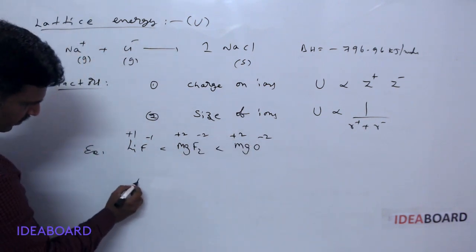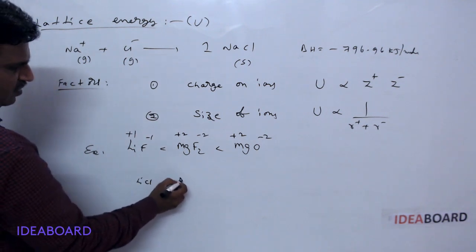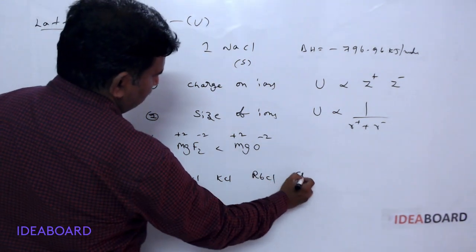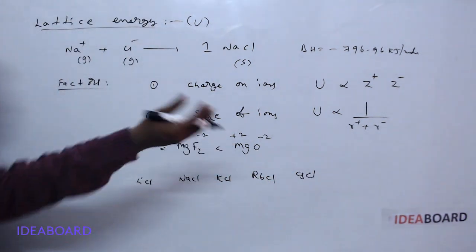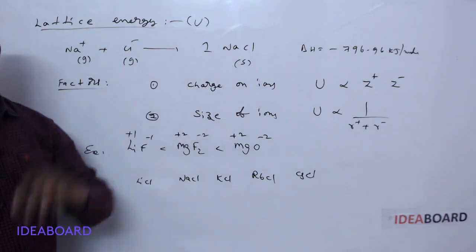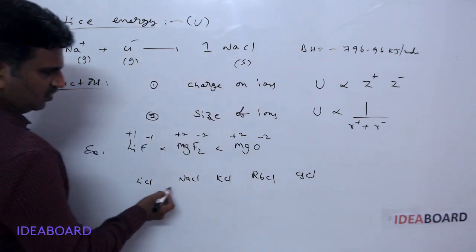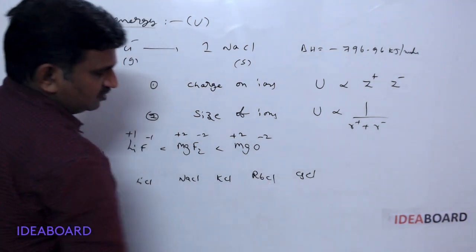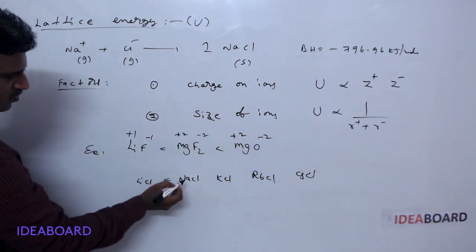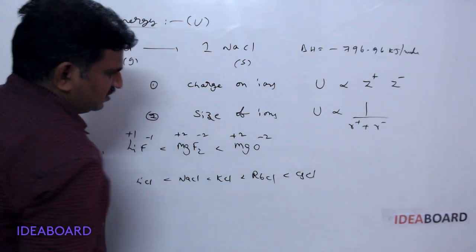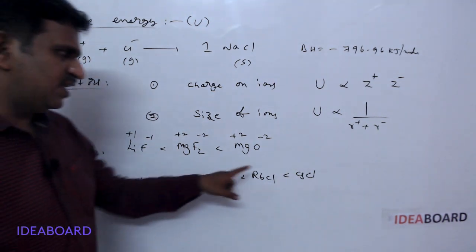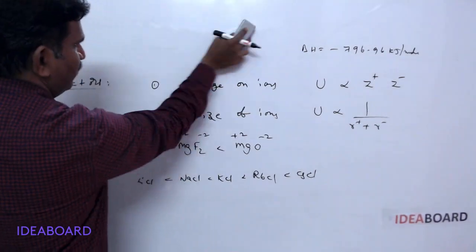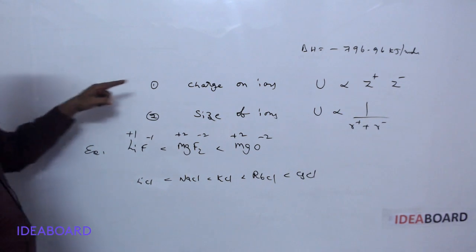Next, suppose you are having LiCl, NaCl, KCl, RbCl and CsCl. Then in these compounds, which has more crystal lattice energy? Chlorine is always the same, common in all the compounds. If you are taking the cation, in cesium chloride the cation size is more. So this is the order of crystal lattice energy. When the size of the cation increases, crystal lattice energy decreases. So the main and important factors influencing it are charge and size.